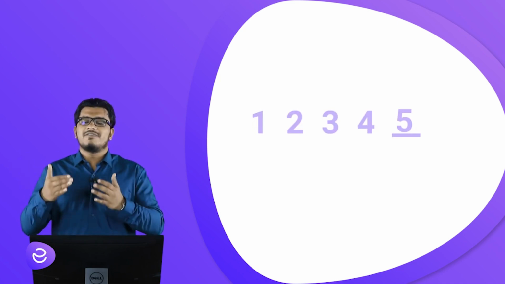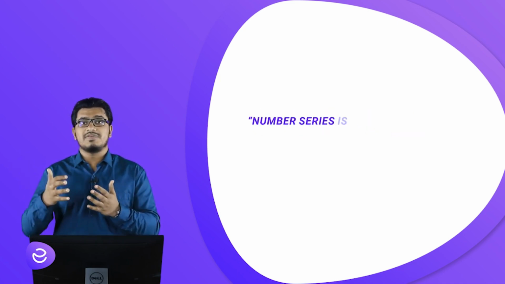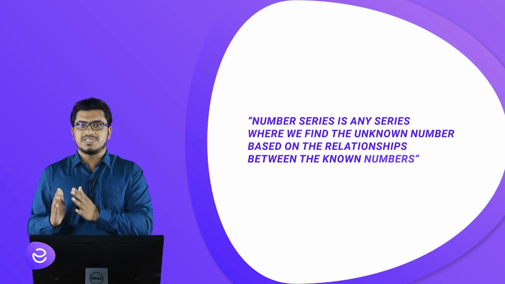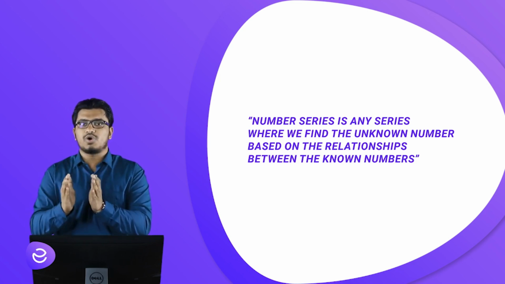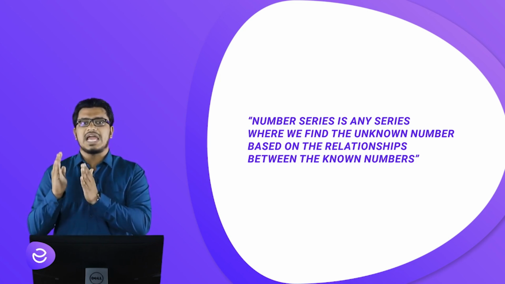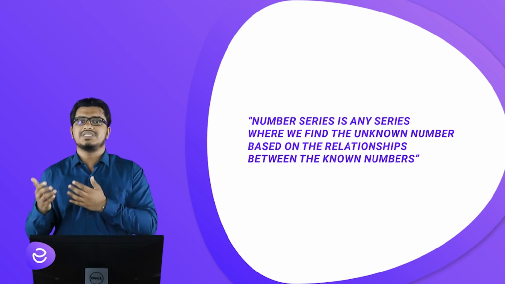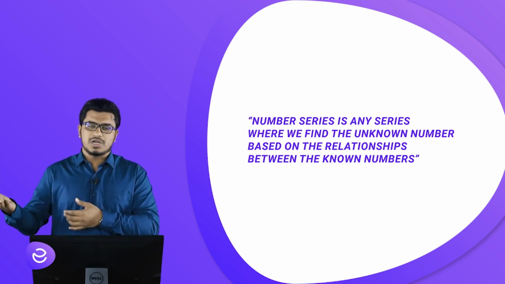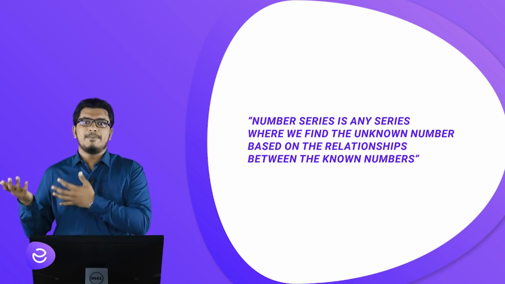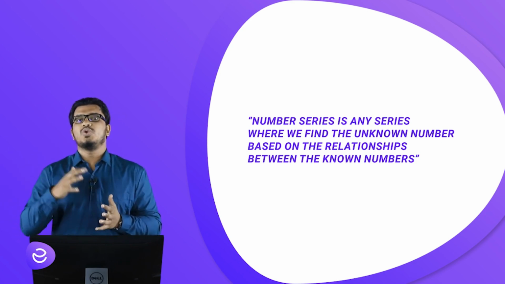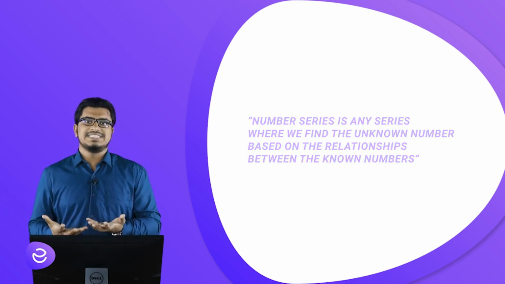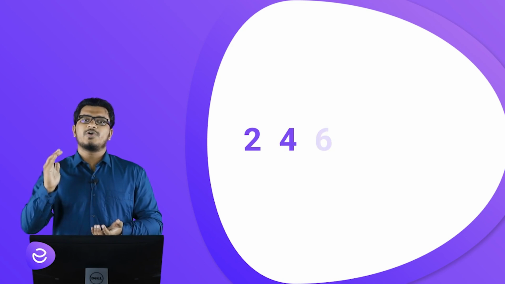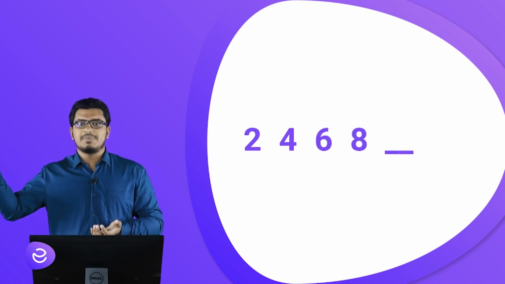Number series means any series where we find the unknown number based on the relation between the known numbers. We'll get some known numbers like 1, 2, 3 and 4. These are all given numbers, and there will be a dash, so there is an unknown number. We find the unknown number based on the relationship between the known numbers. We have many series, many patterns like that. For example, let me give you another example: 2, 4, 6, 8. The next number will be 10.